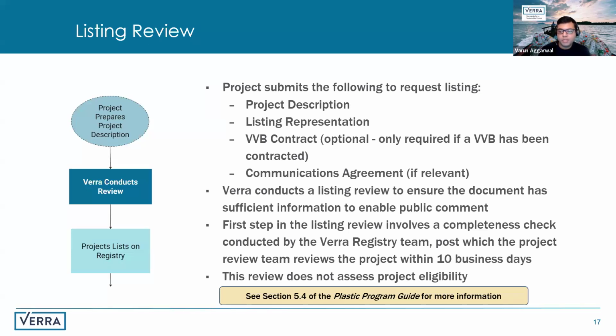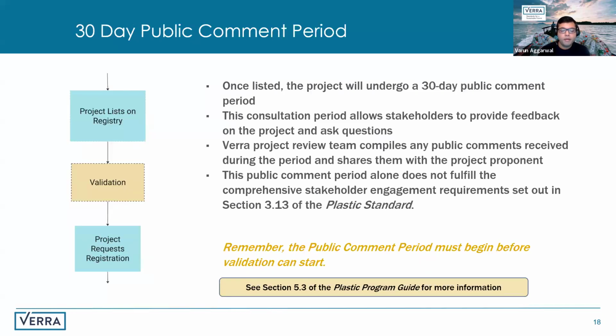Once the documents are deemed sufficiently complete for listing, the project is listed, meaning the project documents are made public on the Verra registry for a 30-day public comment period. The 30-day public comment period provides an opportunity to the wider stakeholders to provide feedback on the project and also ask questions about the project and its design. These comments or questions are submitted to the Verra registry, and after the public comment period is over, the Verra project review team compiles all the public comments and shares them with the project proponent.